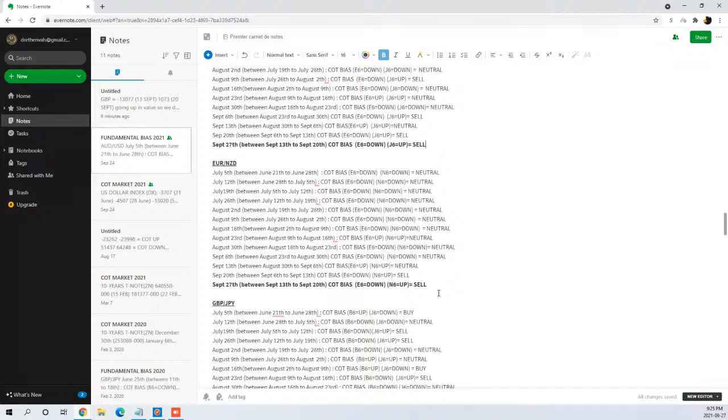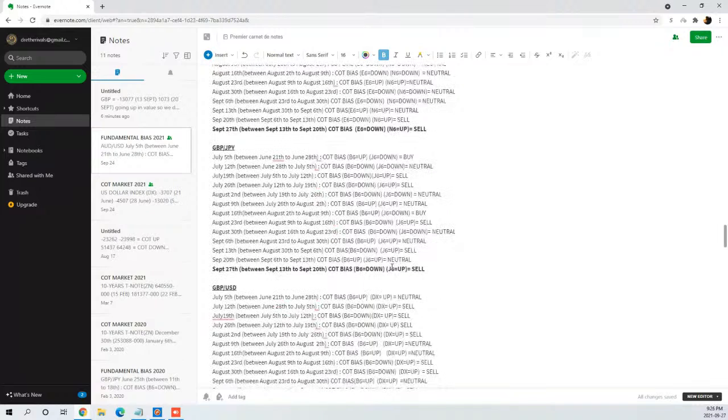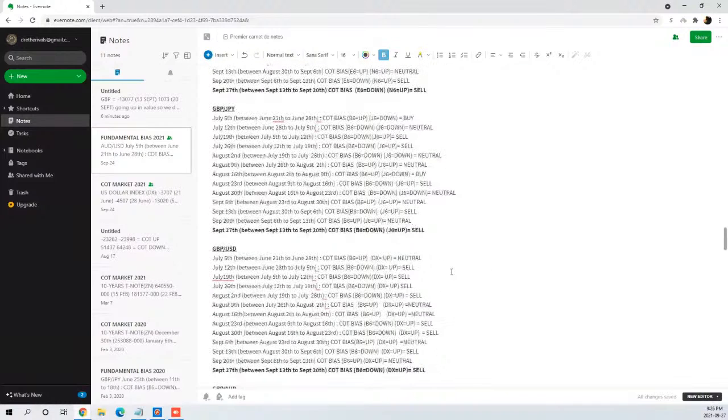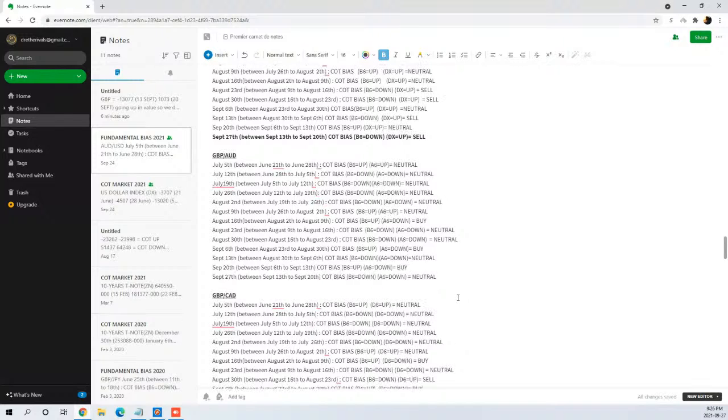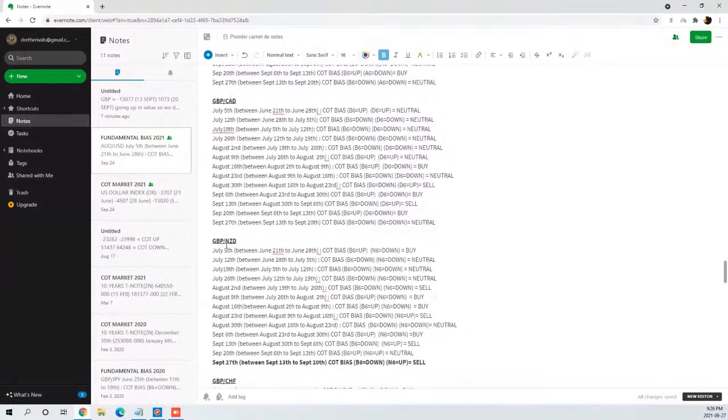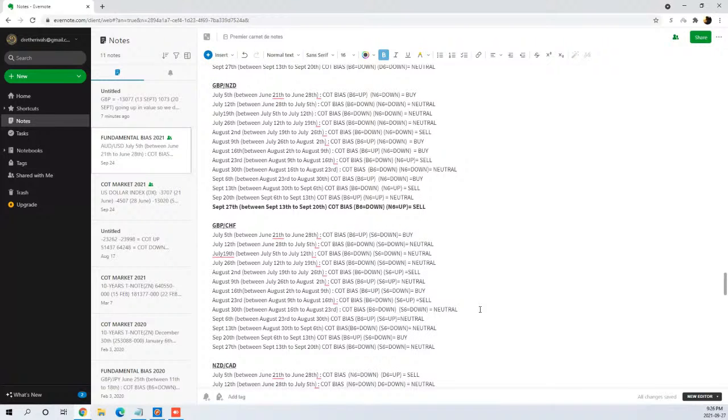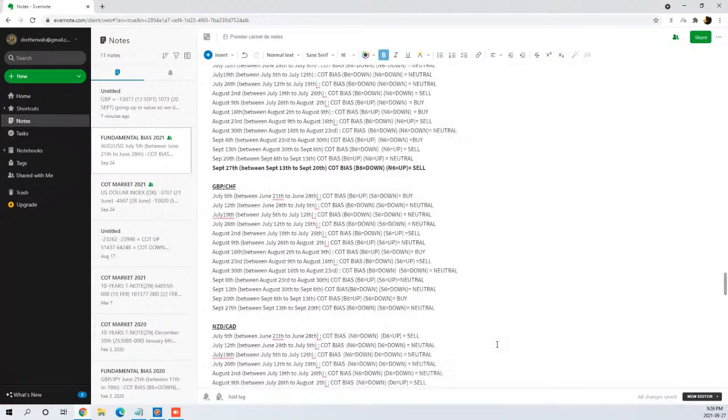GBP JPY, GBP is a strong sell. So we're selling GBP JPY because the yen is going up. GBP USD, same thing. The dollar is going up and the British pound going down, sell. GBP AUD going the same direction, neutral. GBP CAD, neutral. GBP NZD is a sell. GBP CHF, neutral.